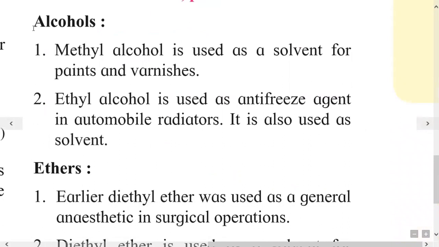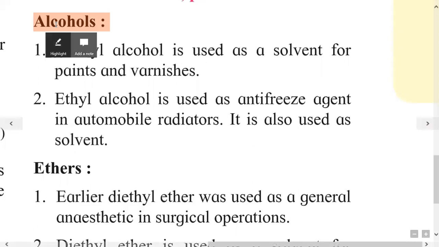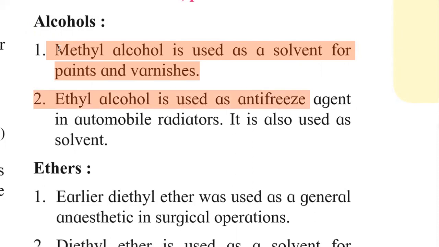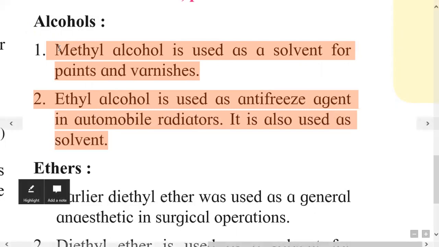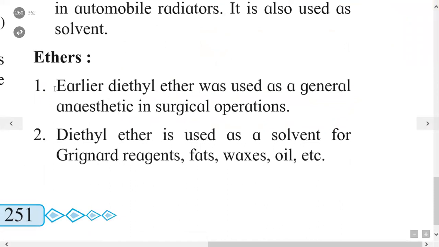And the last part of this chapter is to study the uses of alcohol, ether and phenol. First is alcohols. Methyl alcohol is used as a solvent. This is the first use. It is a solvent for paints and varnishes. Then ethyl alcohol is used as an antifreeze agent in automobile radiators and is also used as a solvent. So that is about the uses of methyl alcohol and ethyl alcohol.